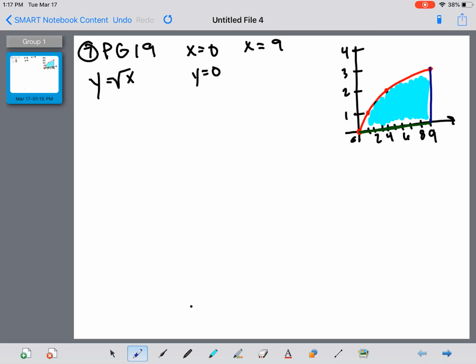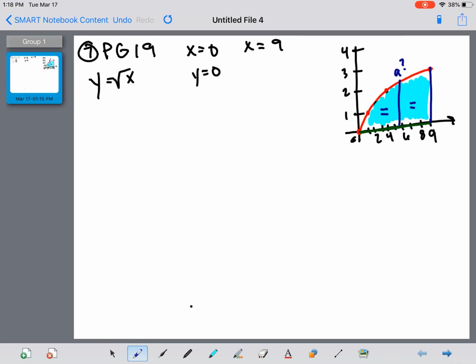Now, part A says find the value of A in the interval from 0 to 9 such that the line x equals A divides R into two equal areas. So it's asking us to find a line in this curve where if I were to draw that line, it would cut the area exactly in half. And we don't know whether that line is here. We don't know whether it's here, here. And that's what we've got to figure out. We've got to figure out at what value A is this area equal to that area.